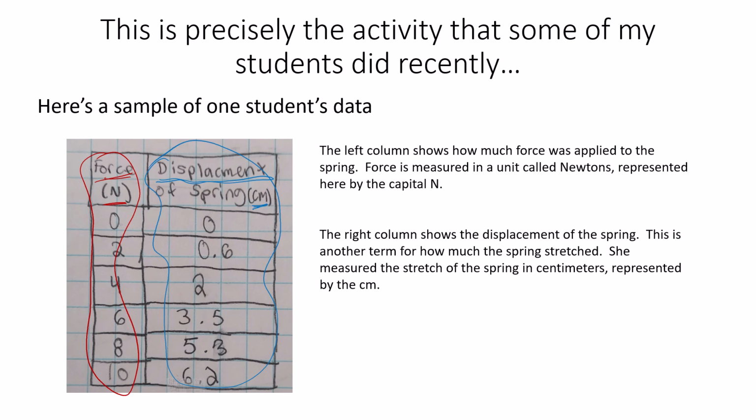And if you notice, when there was no force applied, there is no stretch. When 2 newtons worth of force were applied, then we got a stretch of 0.6 centimeters or 6 millimeters, and so forth. And each of these can be turned into an ordered pair. So we could have the (0, 0), the (2, 0.6), and so forth.